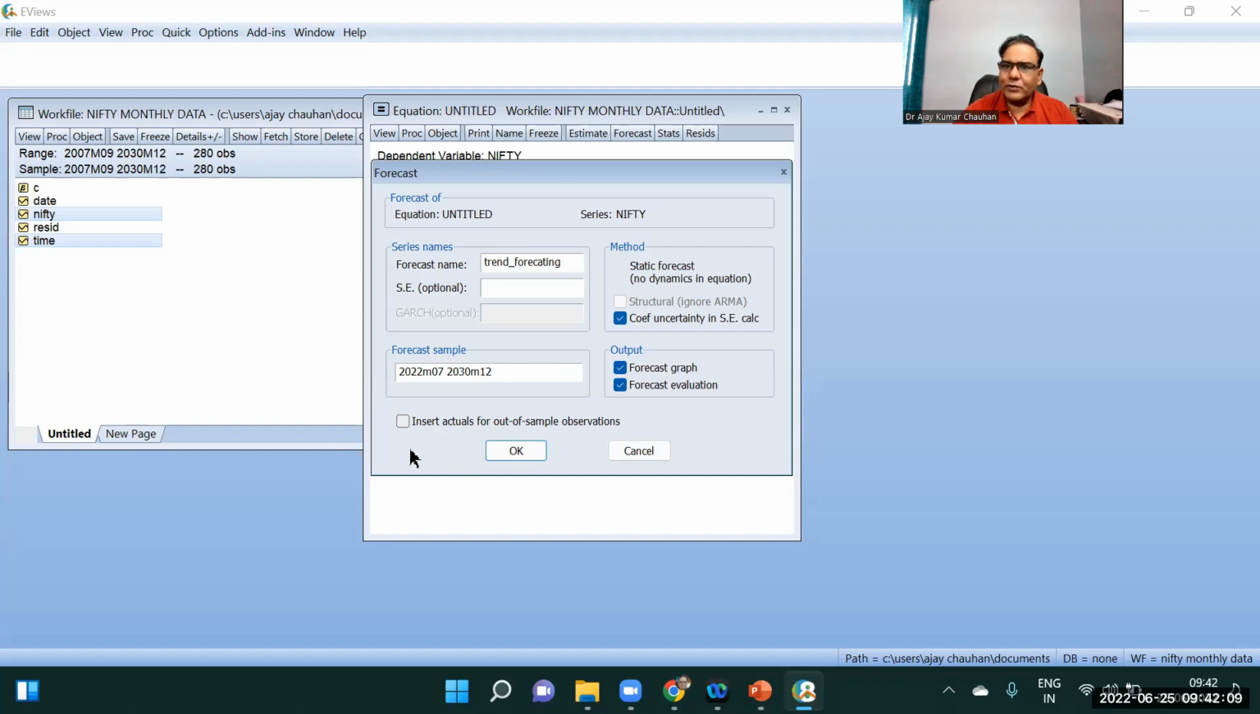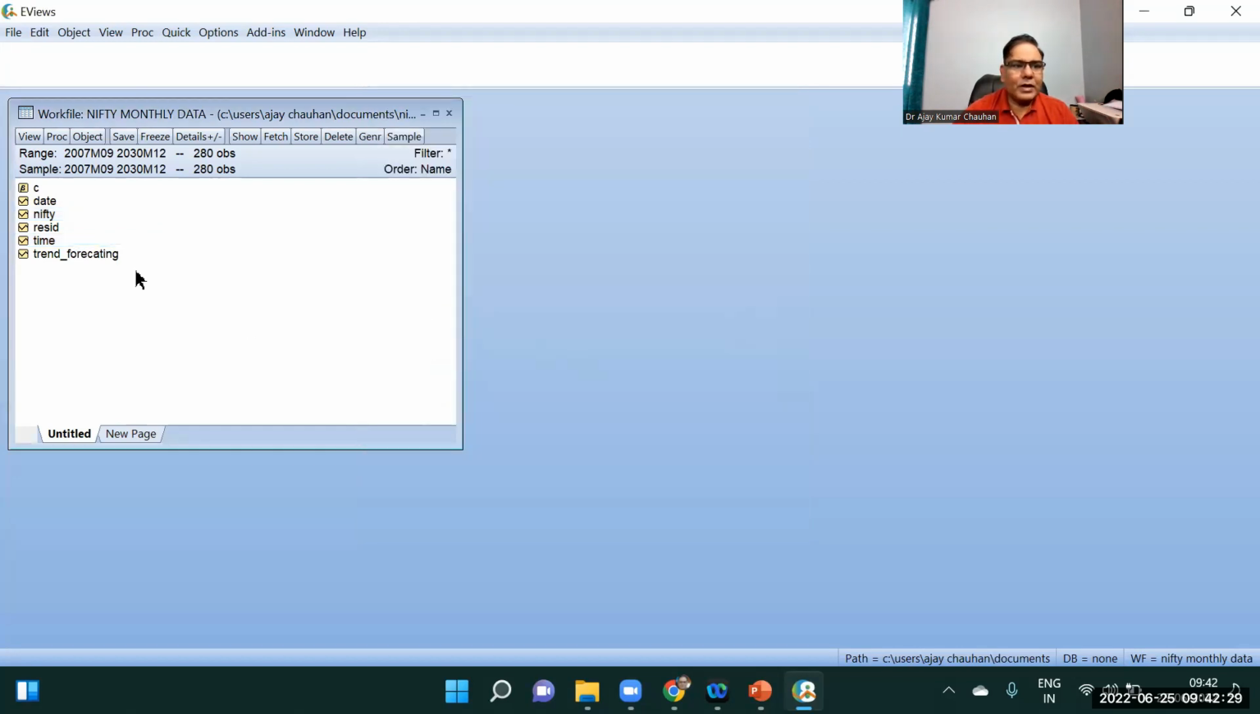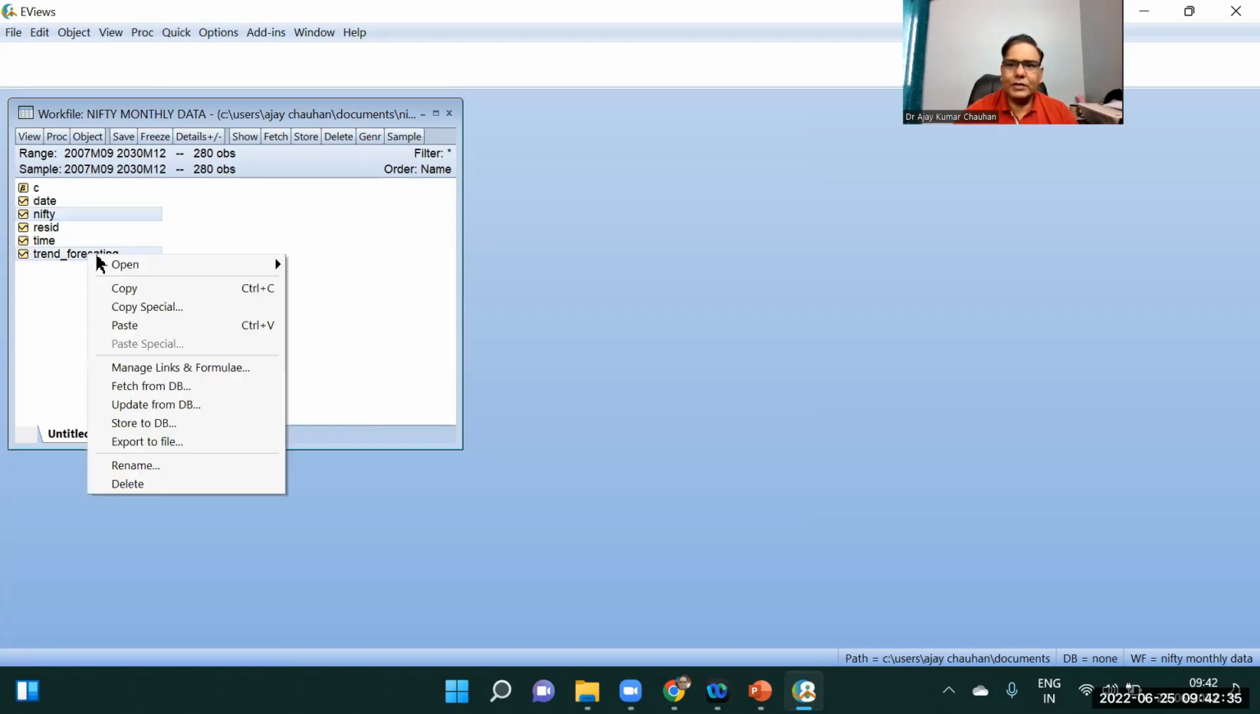And we don't want actual values in the forecasting series. So these changes you have to do. The forecasting sample is for future. Uncheck this, and click OK. Cross it. Okay. Now this is the trend forecasting. So let's see how the forecasted series looks like.